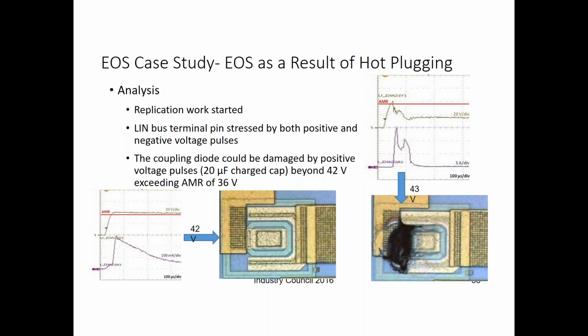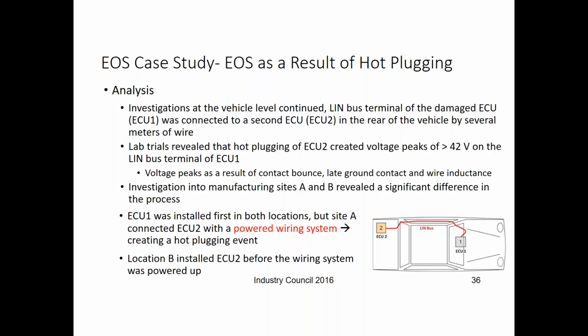And so the analysis began. They started looking at how you could make this type of failure occur by applying some positive and negative voltage pulses, exploring some of the types of things that could happen. Clearly, the device supplier has to be talking to the customer about what reasonable pulses might be occurring in the system. And they found that they could damage this device with a positive voltage pulse from a 20 microfarad charged capacitor beyond a certain voltage, and this exceeded the AMR, which was known to be 36 volts. Next slide, please.